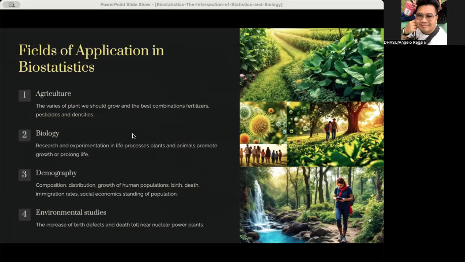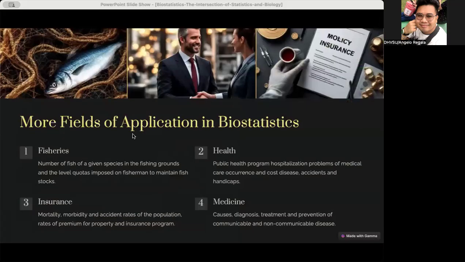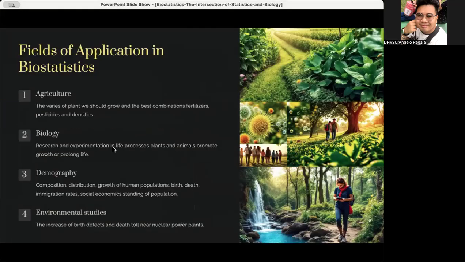In demography, when we talk about biostatistics, we're talking about the composition, distribution, and growth of the human population. It can be either through birth, through sudden unfortunate death, or through migration rates. Socioeconomic standing of people is also studied when we talk about biostatistics.